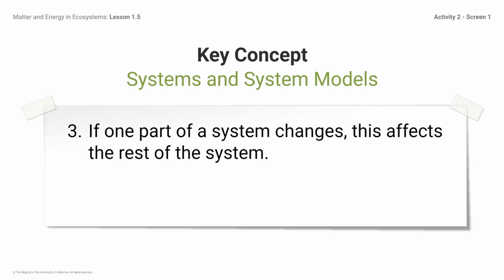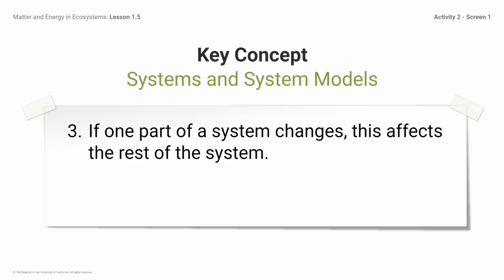Key concept from systems and system models. If one part of a system changes, this affects the rest of the system. Remember that a system is a set of interacting parts that form a complex whole. For example, the human body has many parts that all work together to form a whole complex human body system. When one part of the body system changes, like the heart stops beating, this will affect all other parts of the body system, and the body will not work properly.